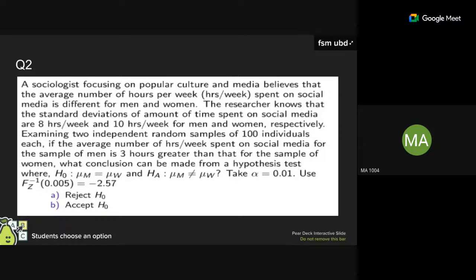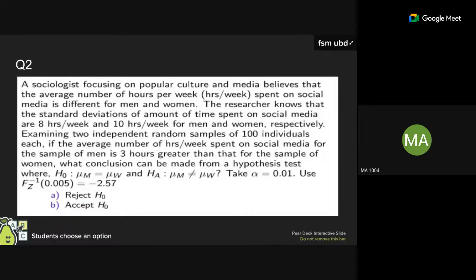So here the context is, a sociologist is doing some research on the average number of hours per week spent on social media, and he is claiming that it is different for men and women. So here we have 2 different samples now. One is for men and one is for women. The researcher knows that the standard deviations of amount of time spent on social media are 8 hours per week and 10 hours per week for men and women respectively. So the standard deviations are given to you. That means the population variances are given to you. Population variances are 8 square and 10 square.